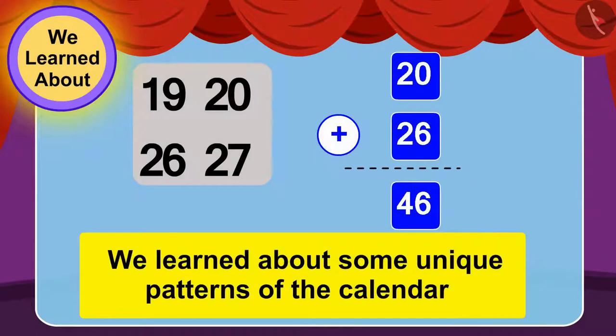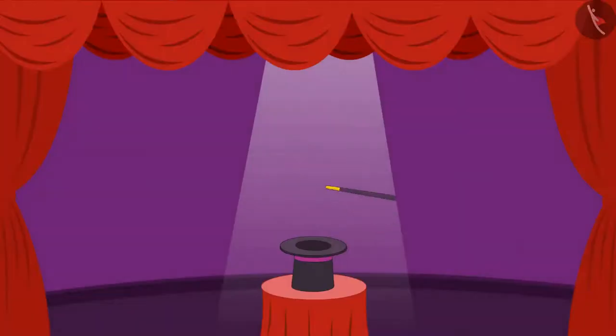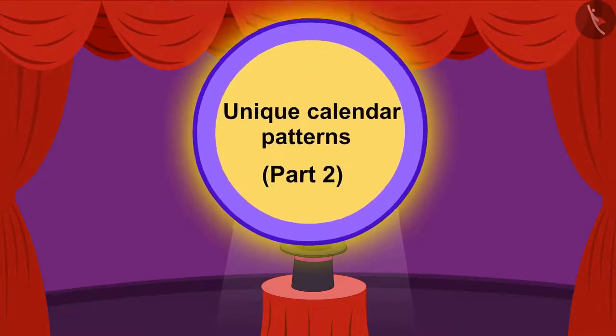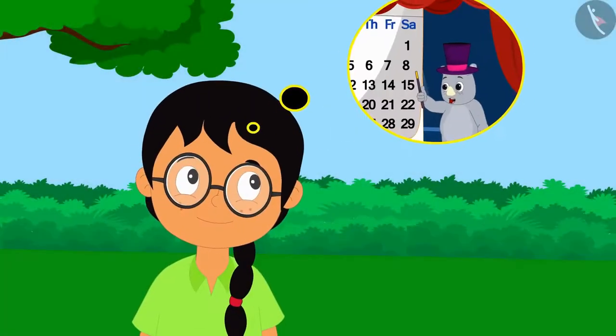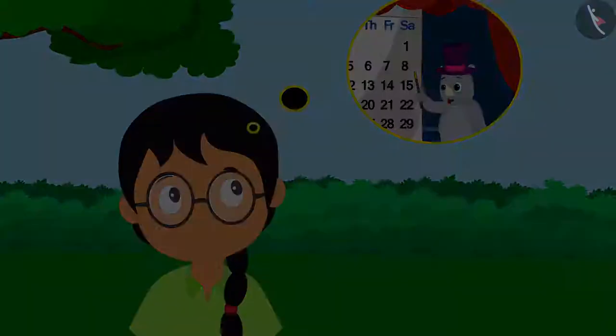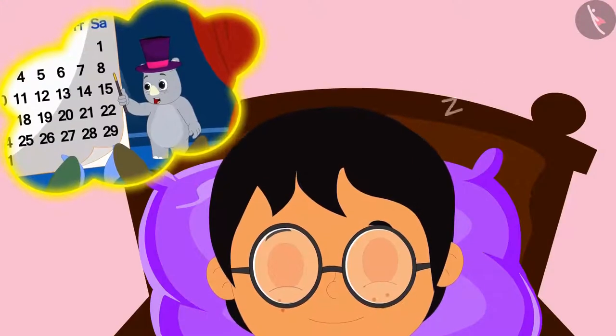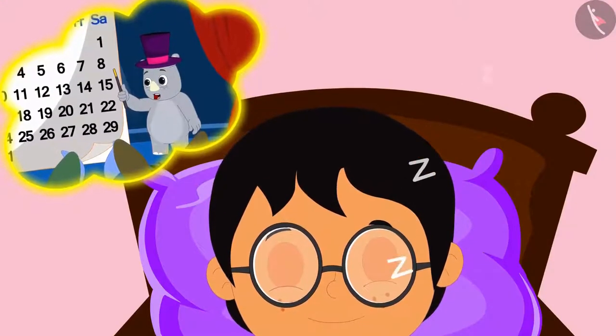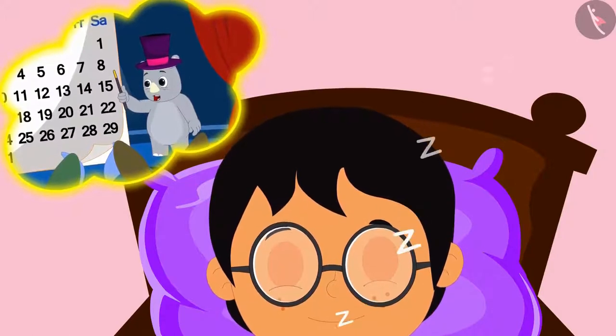Hello children, in the previous video we learned about some unique patterns of the calendar. In this video we will see some more interesting patterns of the calendar. Meenu was very excited after seeing Gaggu's magic. She went to sleep that night thinking about Gaggu's magic.